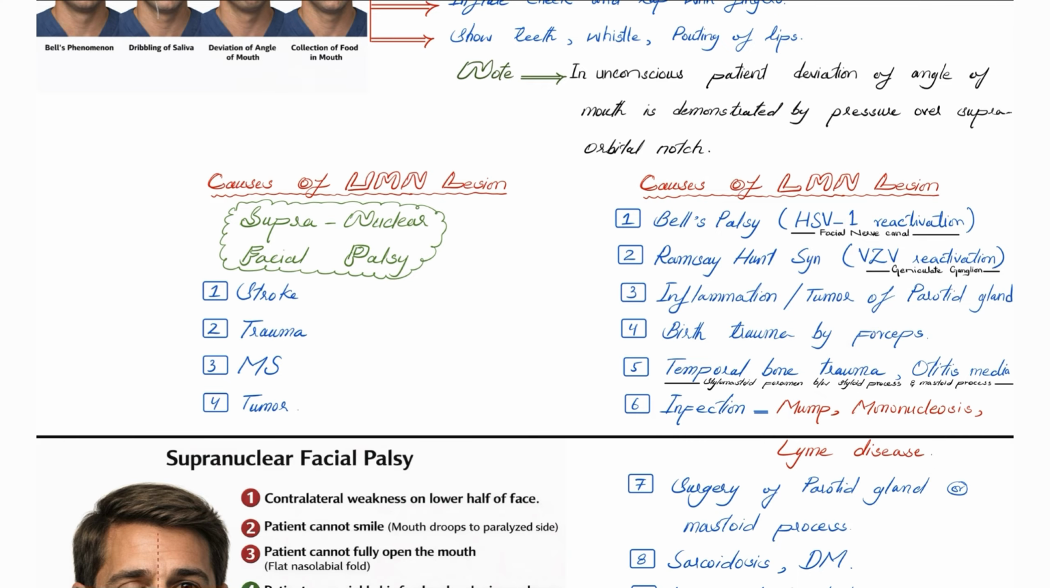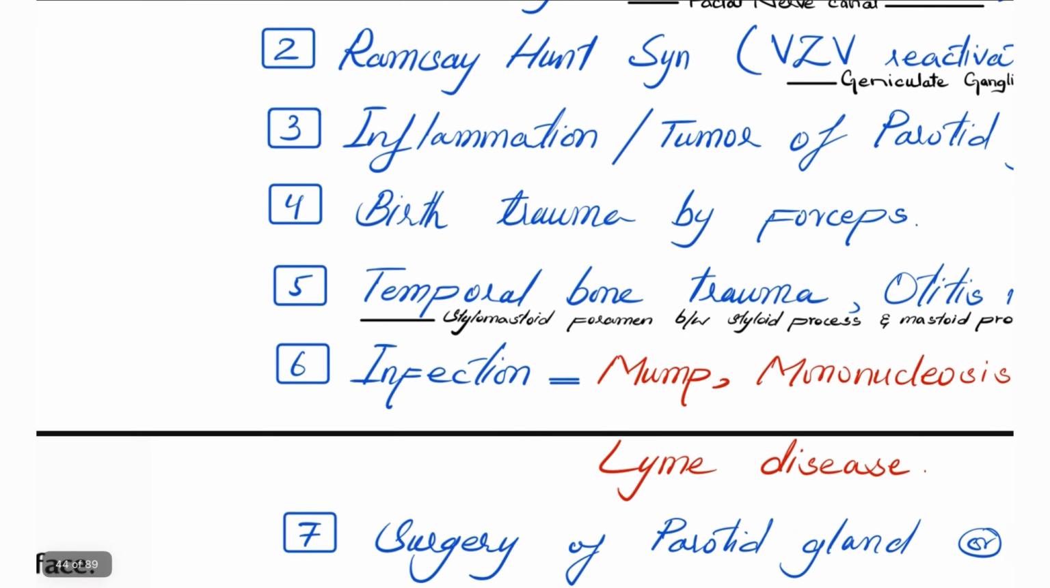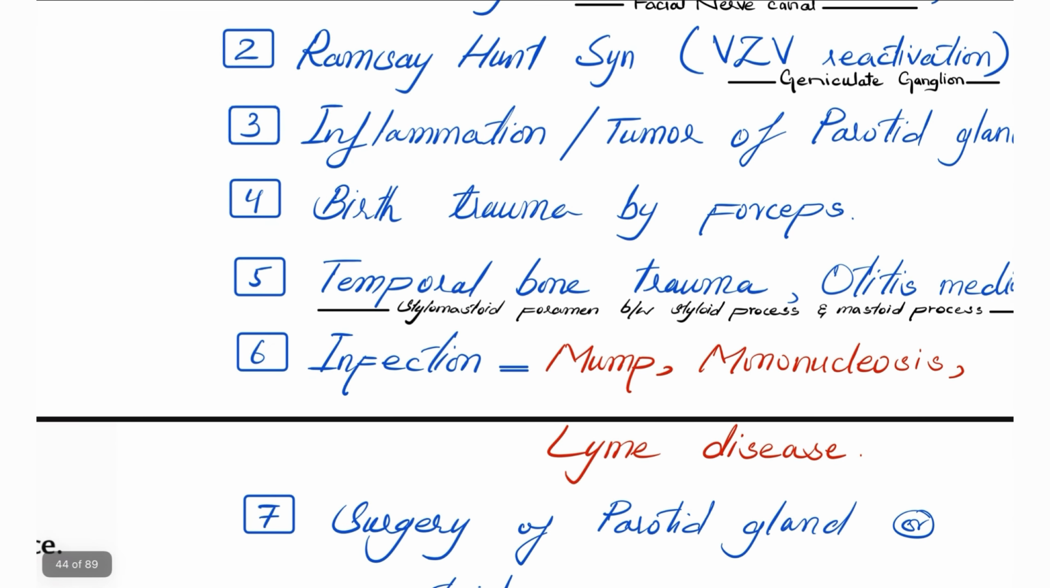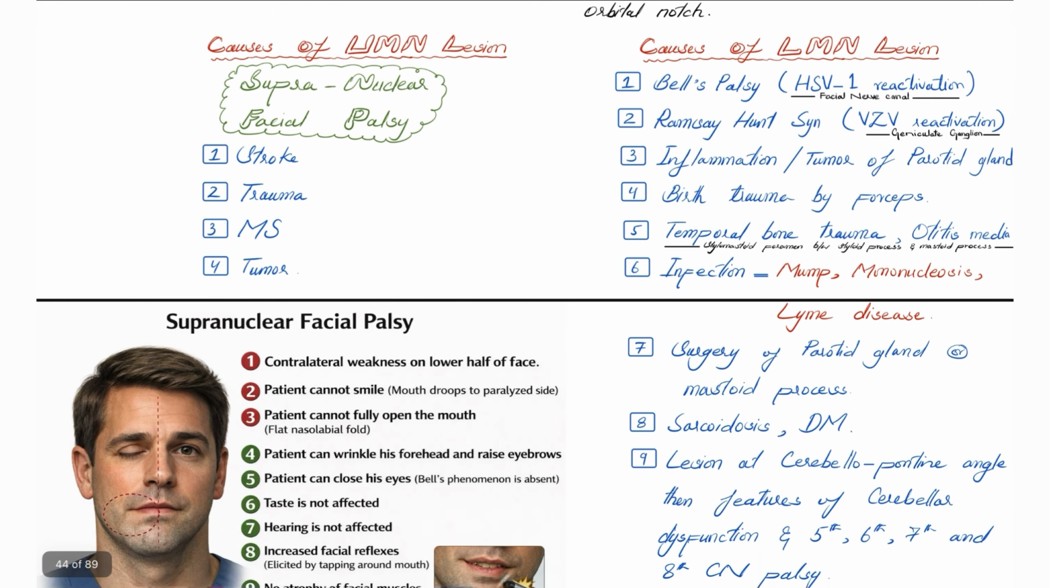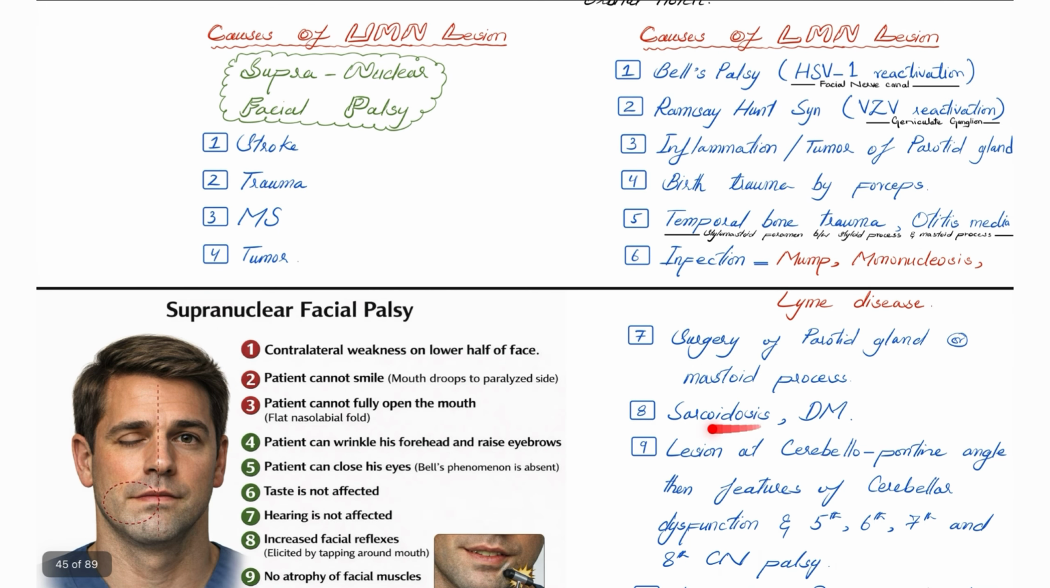And if there is temporal bone trauma or otitis media, then it can damage the facial nerve at the stylomastoid foramen, which is present between the styloid process and mastoid process. Infections like mumps, mononucleosis, and Lyme disease can lead to lower motor neuron lesion, and surgery of the parotid gland and mastoid process can damage the facial nerve. And some diseases like sarcoidosis and diabetes mellitus can also lead to lower motor neuron lesion.